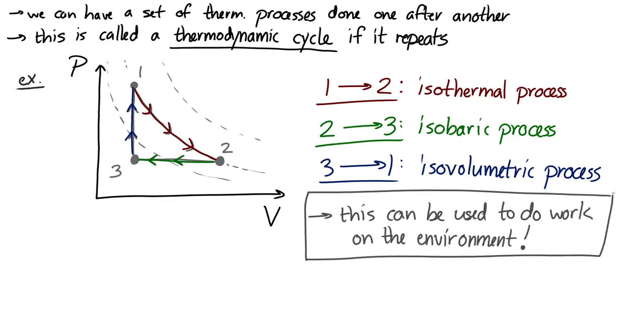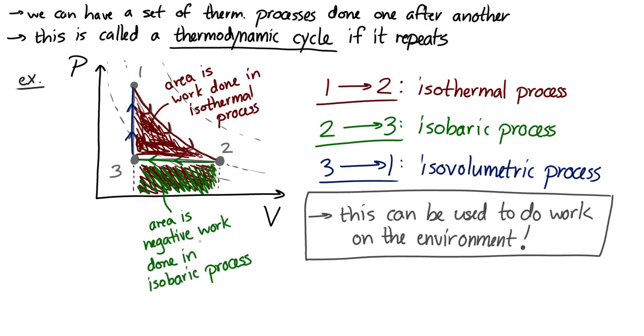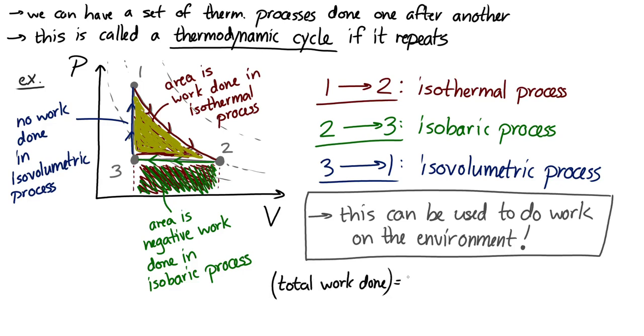So let's see why. The work done in the cycle from just 1 to 2 for that isothermal process, well, the work done on the environment then is the area under the graph. And then the work done going from 2 to 3 in that isobaric process, well, there it's the negative of the area under the curve because I'm moving to the left in my graph. I'm decreasing my volume. And then the work done going from 3 to 1 in that isovolumetric process, well, there's no work done in an isovolumetric process. So the total work done is the area under the curve from 1 to 2 minus the area under the curve from 2 to 3, which means we're left with this area.